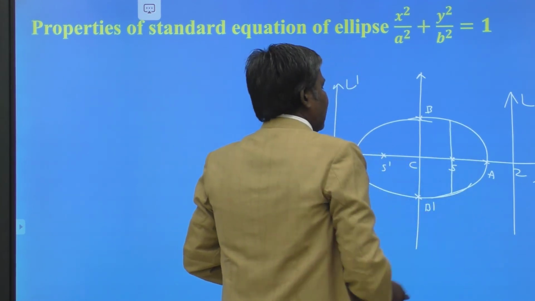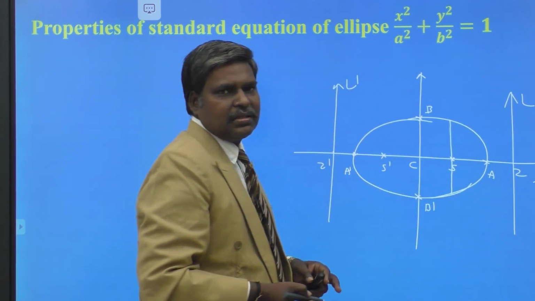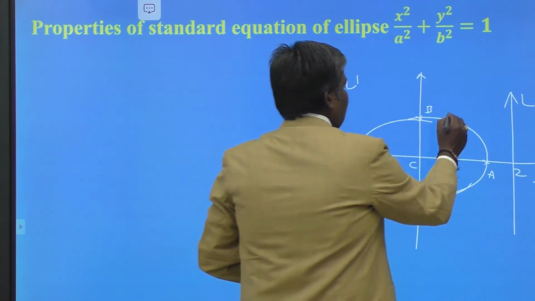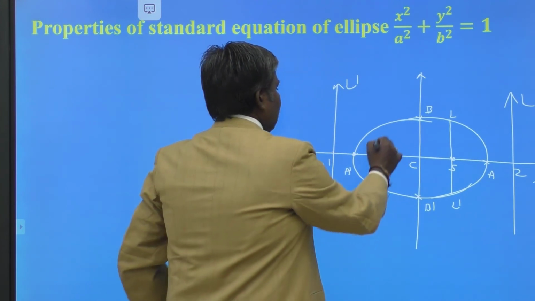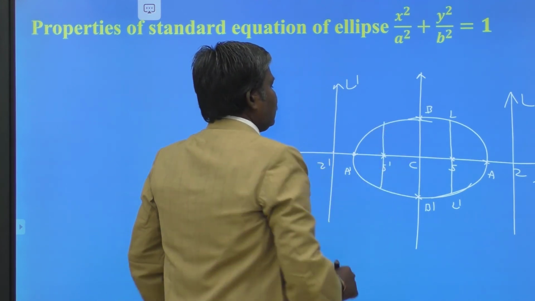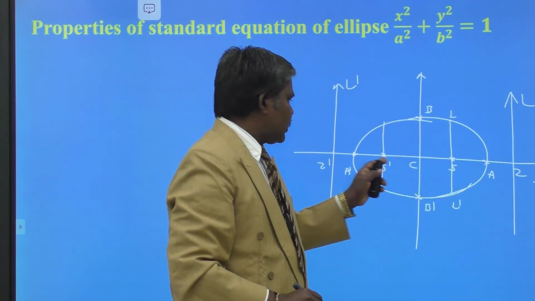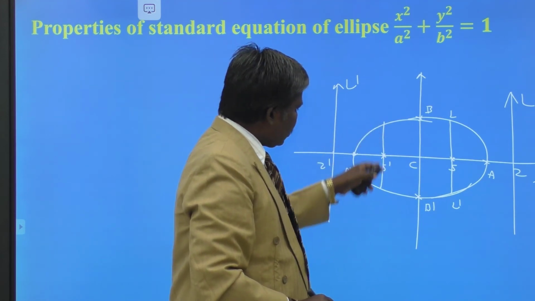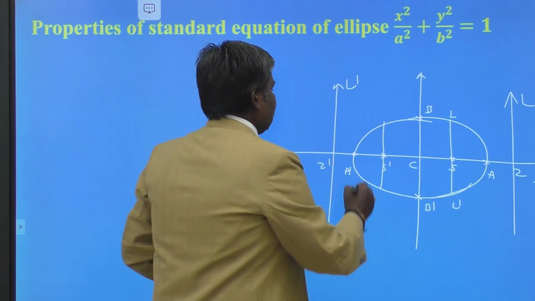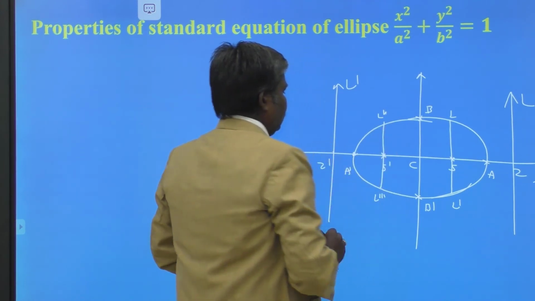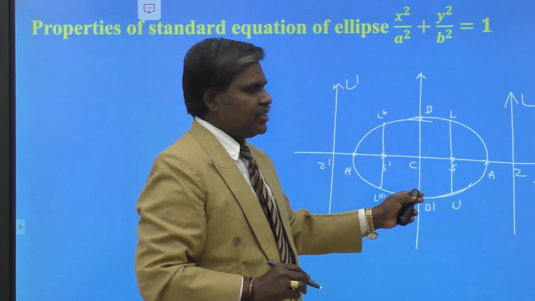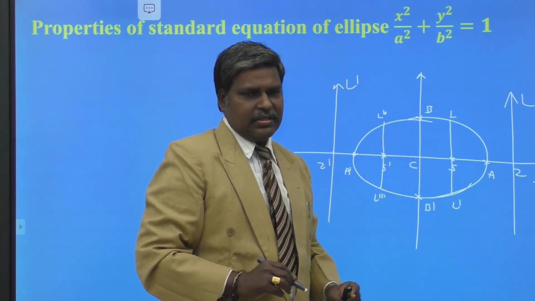Axis is here, major axis. What is the length of the major axis? 2a. This is L, L dash. There exists another latus rectum also for the ellipse. Since we have two foci, there exists S dash. Automatically there exists another latus rectum, L double dash, L triple dash, like that. Both lengths are the same since the curve is symmetric about the y axis also.